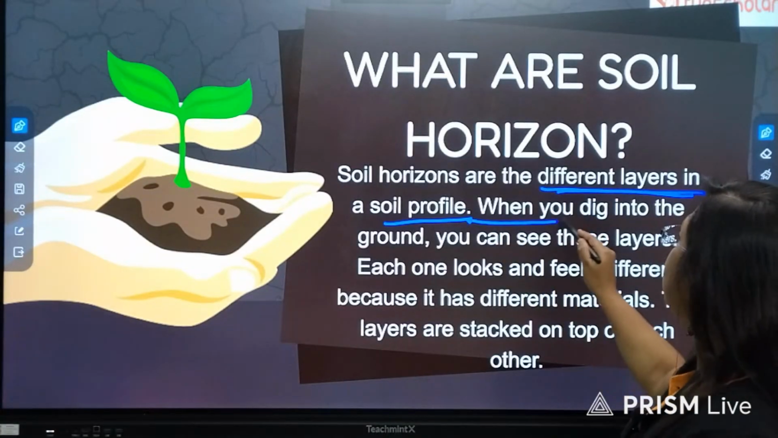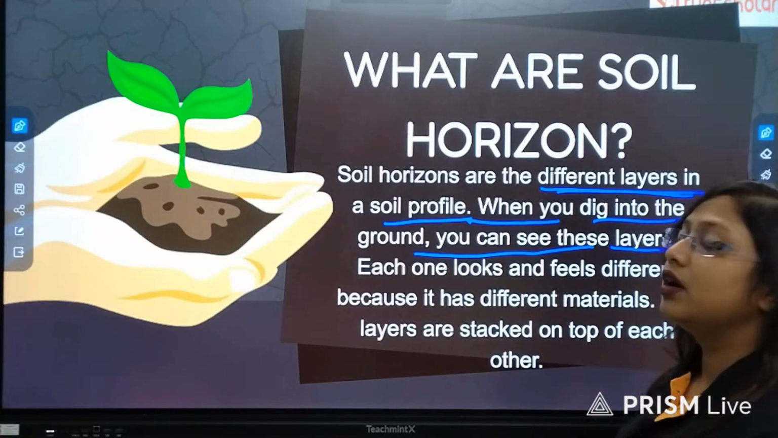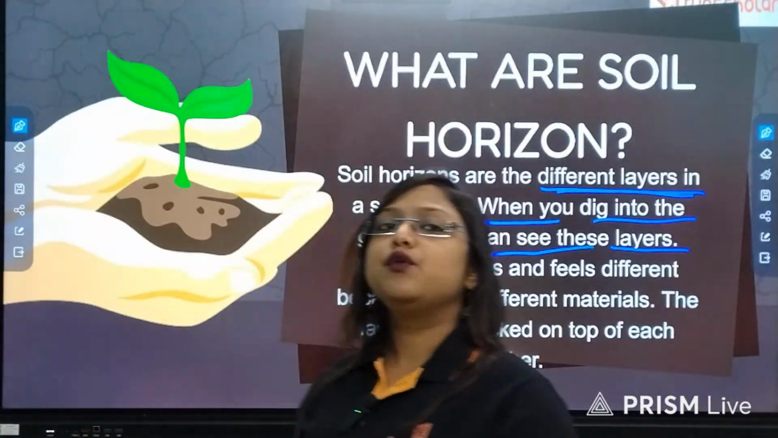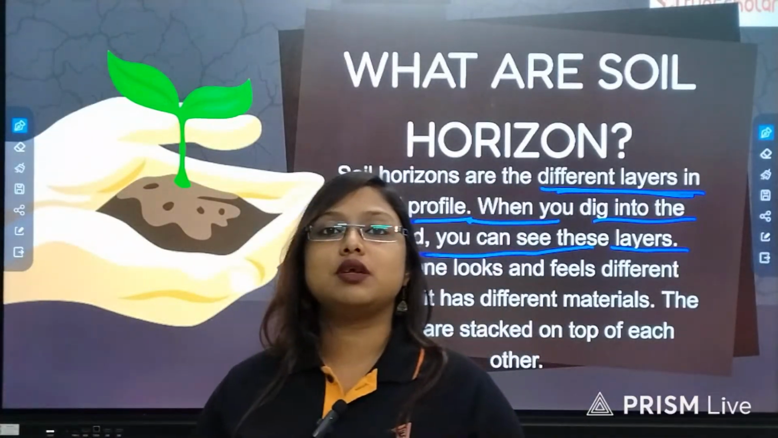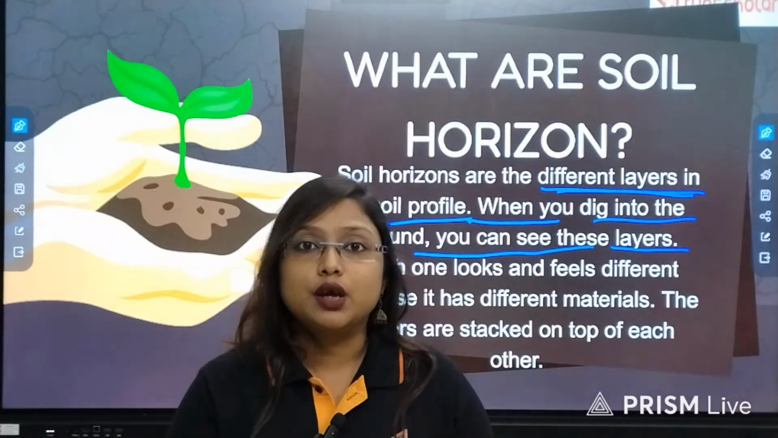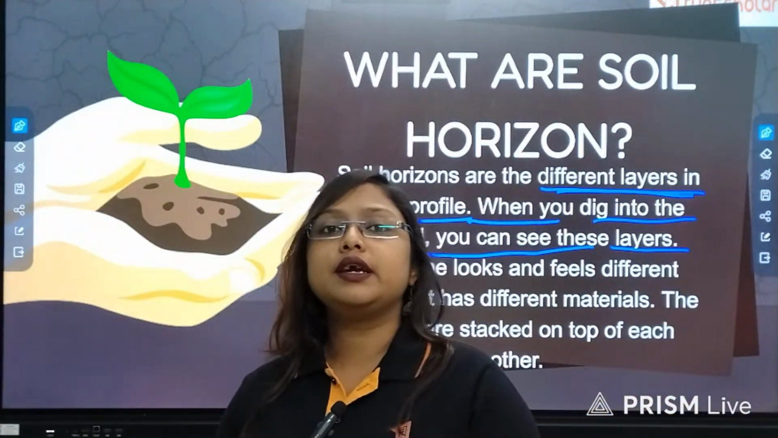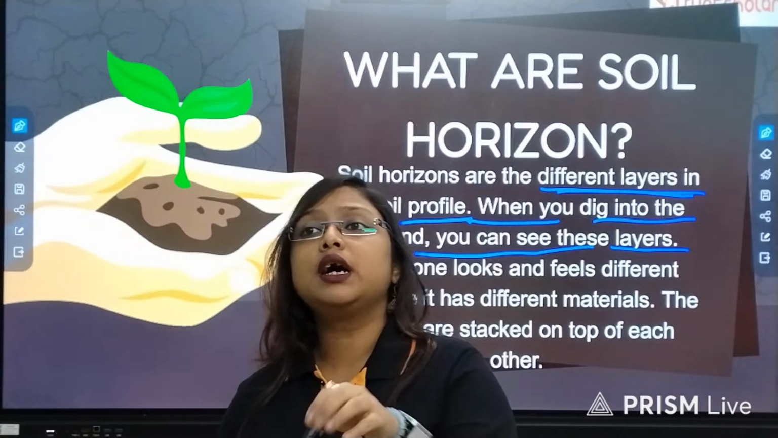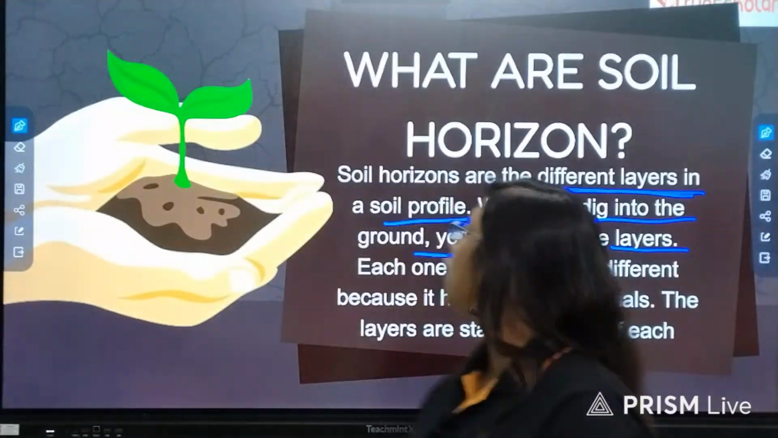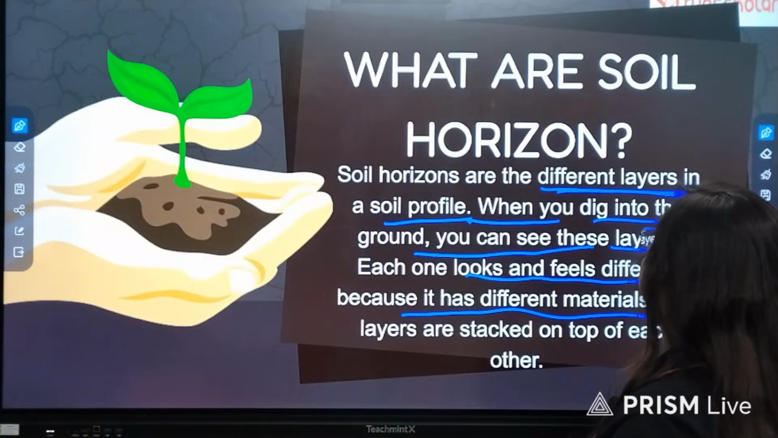Different layers in the soil profile. When you dig into the ground, you can see these layers. When you dig the ground for planting a sapling, you can feel that the first texture is different, but when you dig more and more, the texture keeps changing. More likely the moisture content at the lower, deeper part is more than that of the upper part. Each one looks and feels different because it has different material.